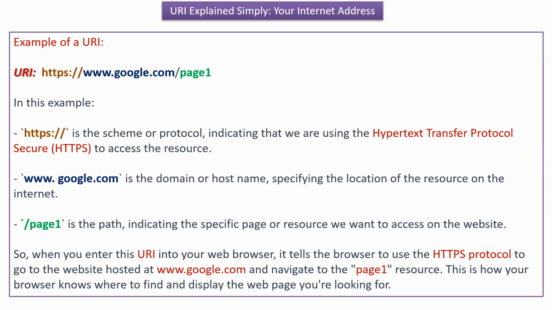So when you enter this URI into the web browser, it tells the browser to use the HTTPS protocol to go to the website hosted at www.google.com and navigate to the page1 resource. This is how your browser knows where to find and display the web page you are looking for.